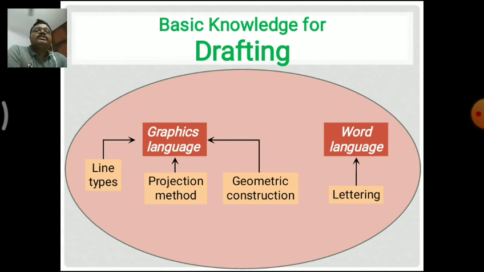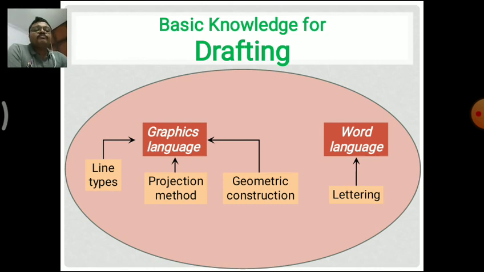We can see the details in the ellipse methods, and this construction is developed from the rectangle only. By dividing the major axis and minor axis into equal parts, the process goes on, and lastly we obtain an ellipse in a rectangle. This is the basic geometrical construction using different specifications, that is, lengths or curves. For lengths, we use mm only, so all the dimensions are in mm. In the word language, it depends only on the lettering, so based on lettering we construct it.